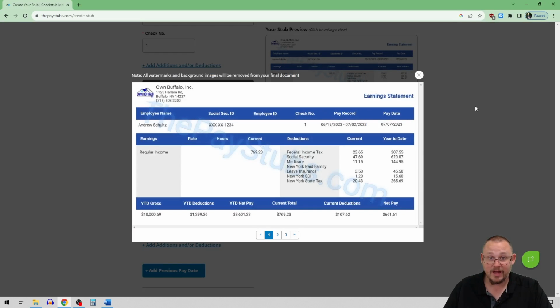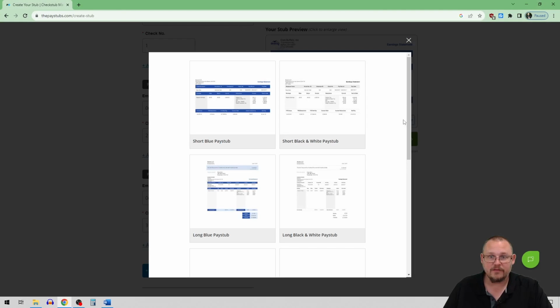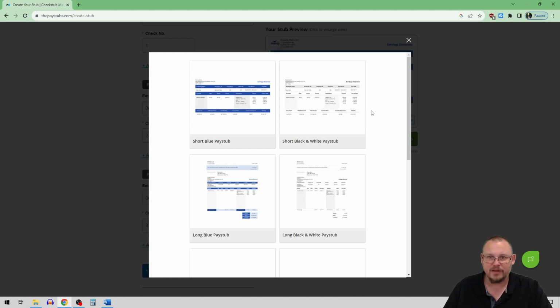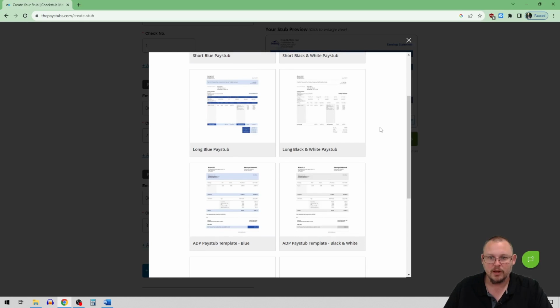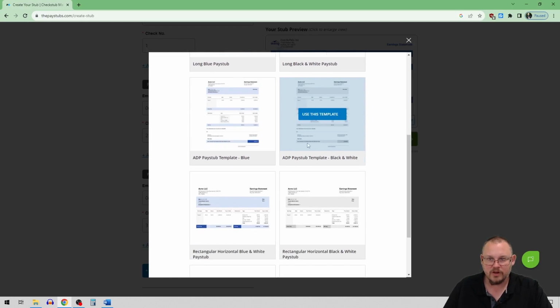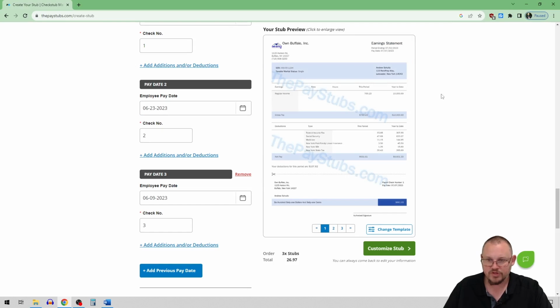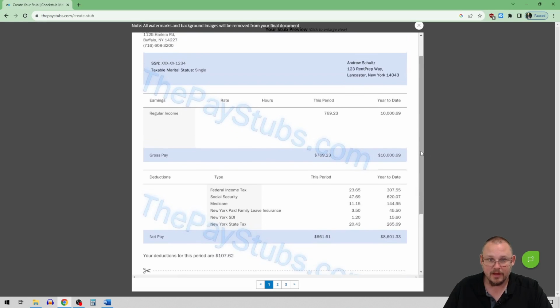And this is actually a pretty legitimate looking earnings statement. The crazy thing that I found as I was looking through is right underneath the preview stub, if that's not the format that you want, if you know what the format is of the company that you're trying to fake, you can actually come in here and select a ton of different pay stub formats. So we just selected an ADP format, which I'm sure a lot of people are pretty familiar with. We'll go ahead and click preview the stub. And you can see this is a pretty legitimate looking pay stub.